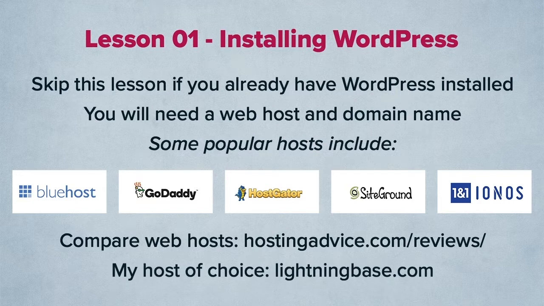Personally, I use Lightning Base, as Divi can be quite resource intensive and Lightning Base is specifically configured for WordPress websites. Lightning Base costs $10 per month and then $5 per month for every subsequent website. This is a little more expensive than some of the other companies I've listed, but I feel it's worth it because it means my websites load quickly.